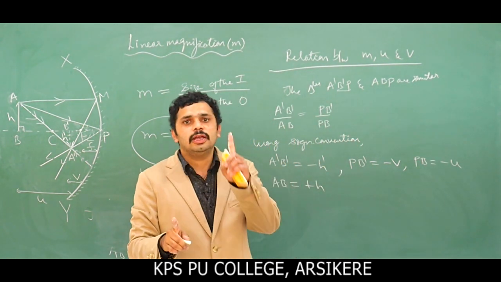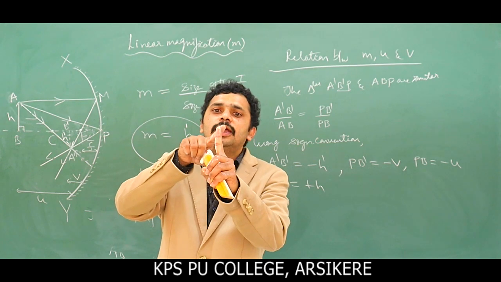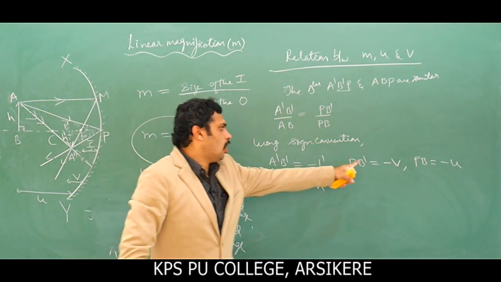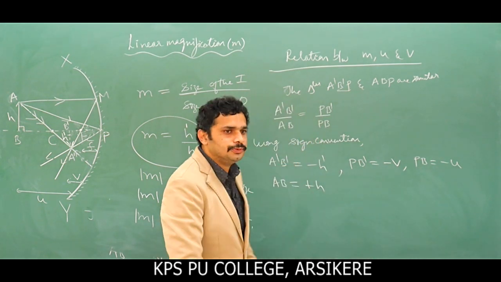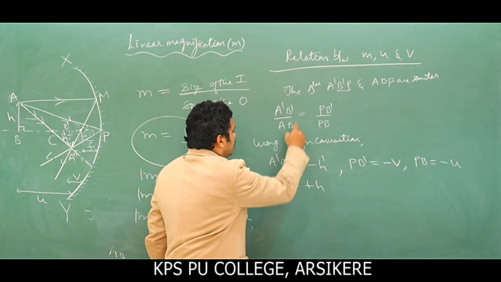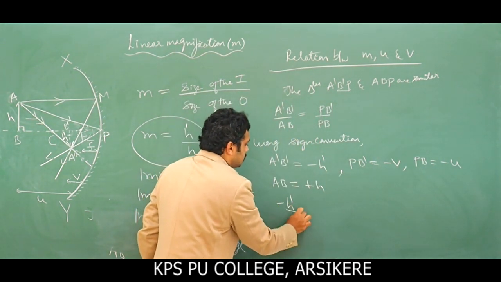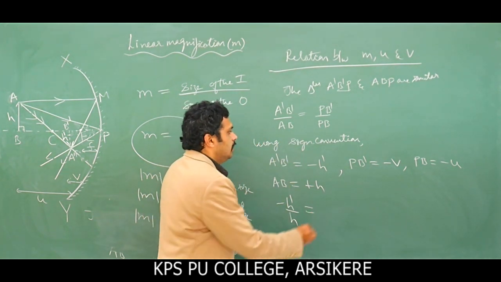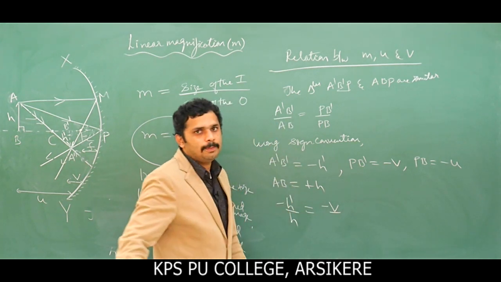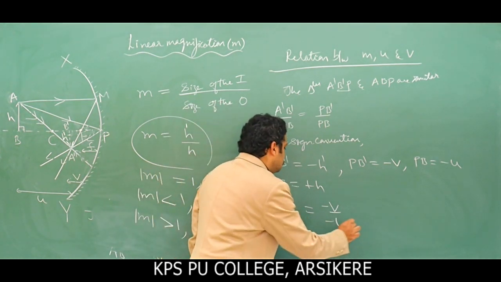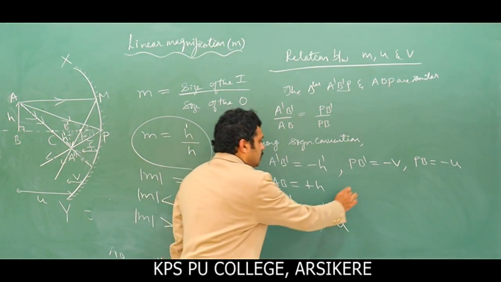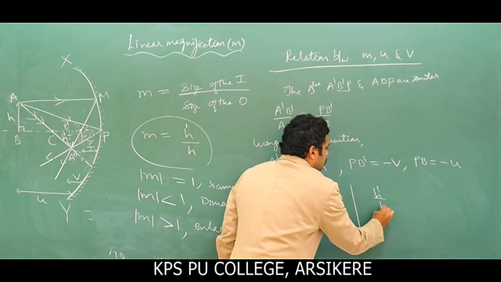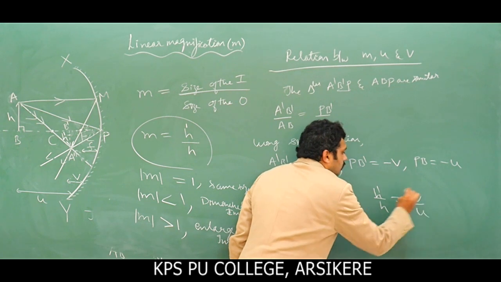For a real object, the light rays diverge from the object. This is a real object. For a real object, distance is always negative. Now I am using A dash B dash as minus h dash. AB is h. PB dash is minus v. PB is minus u. This minus gets cancelled. We take the minus to the right hand side. H dash by h is equal to v by u.